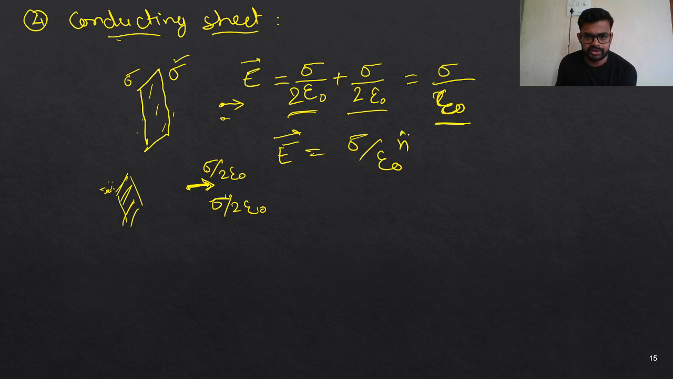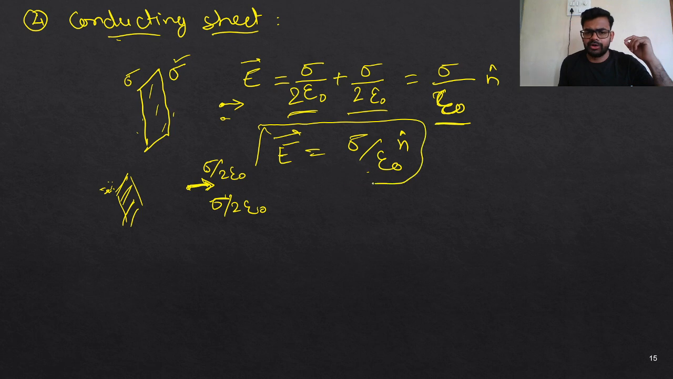So here we will use n cap. n cap means perpendicular to the area, means perpendicular to the surface, right? So that's all you need to remember. This is the formula, sigma upon epsilon naught, due to a conducting sheet.